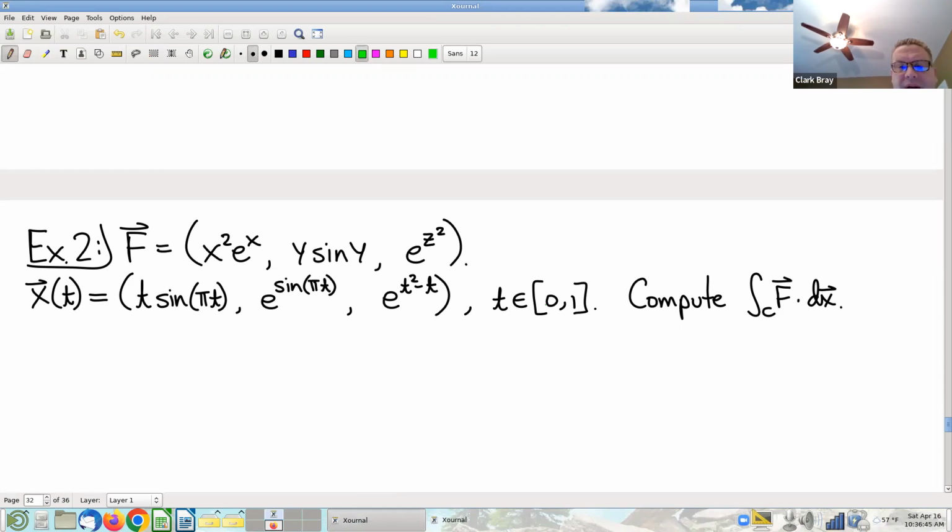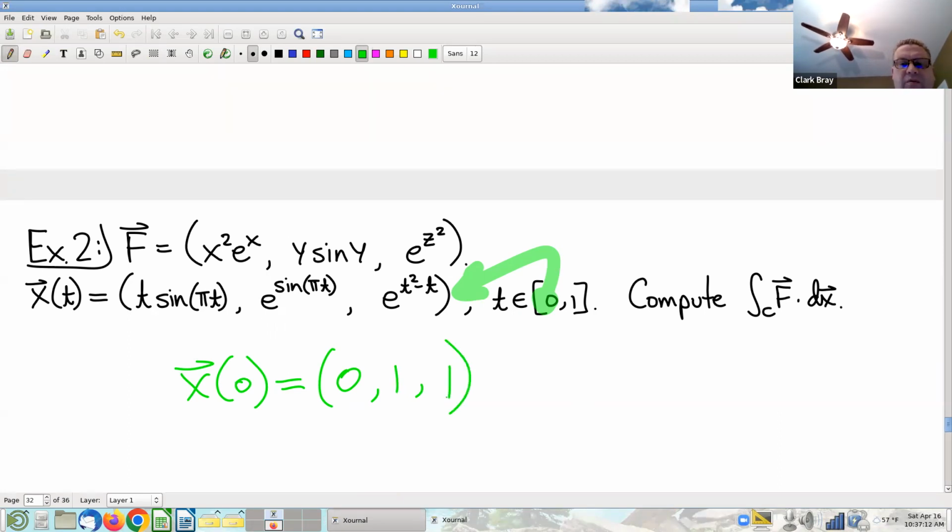And again, I'm going to plug in t equals 0. And let's write this down. When you plug in t equals 0, you get x of 0 is, well, 0. Then I have e to the power of 0, which is 1. And then e to the power of 0, which is 1.